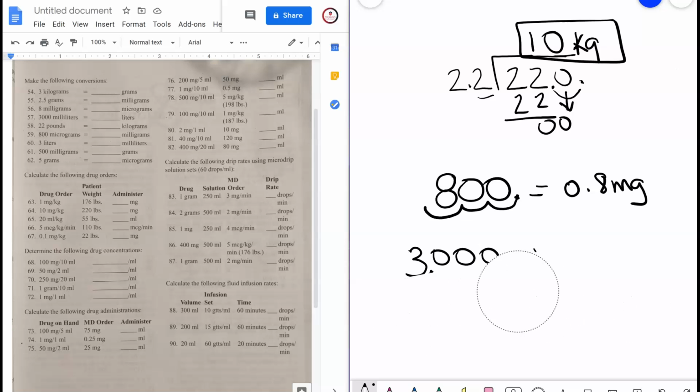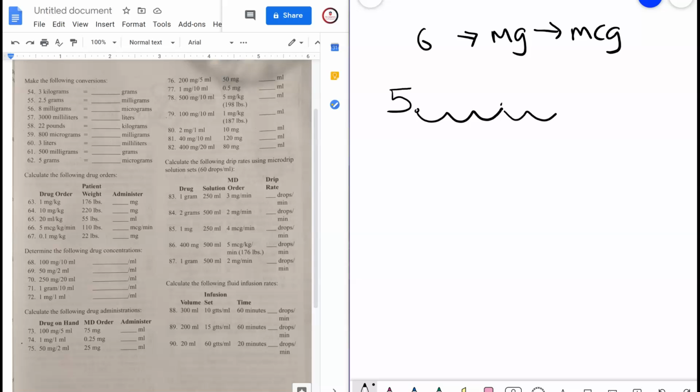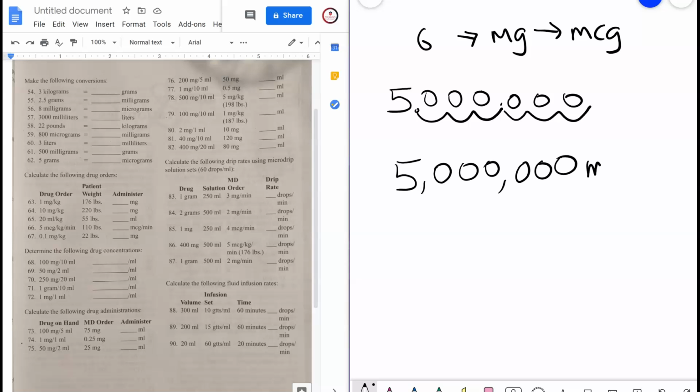Let me make some more space for this one. So now you're going from grams to micrograms. All right, so we're skipping, right? It's grams to milligrams to micrograms. So you're going to have to move 6 spots. If you have 5 grams, you're going to go 1, 2, 3. That's milligrams. And then another 1, 2, 3 for micrograms. So that's 1, 2, 3, 1, 2, 3. So you have 5 million micrograms.